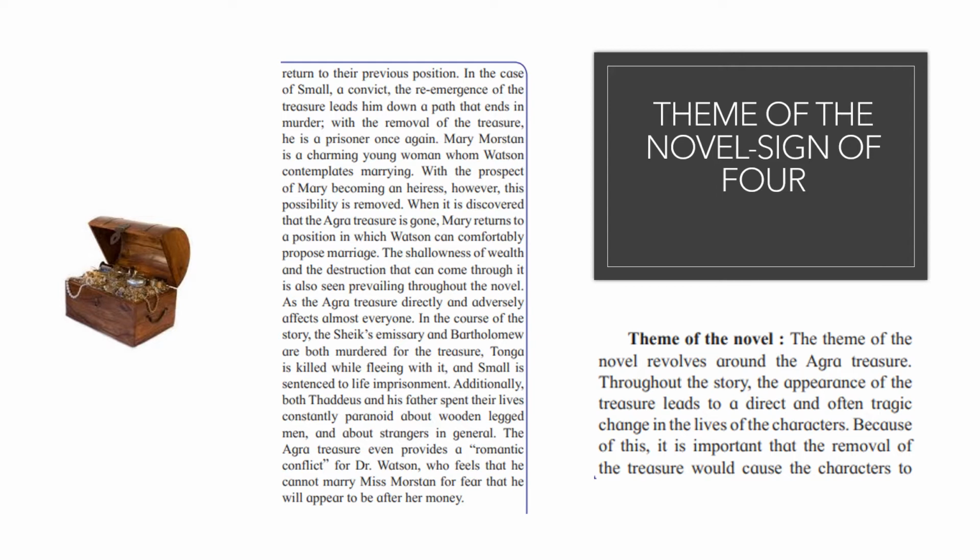Additionally, both Thaddeus and his father spend their lives constantly paranoid about a wooden-legged man and about strangers in general. The Agra treasure even provides a romantic conflict for Dr. Watson, who feels that he cannot marry Miss Morstan for fear that he will appear to be after her money.